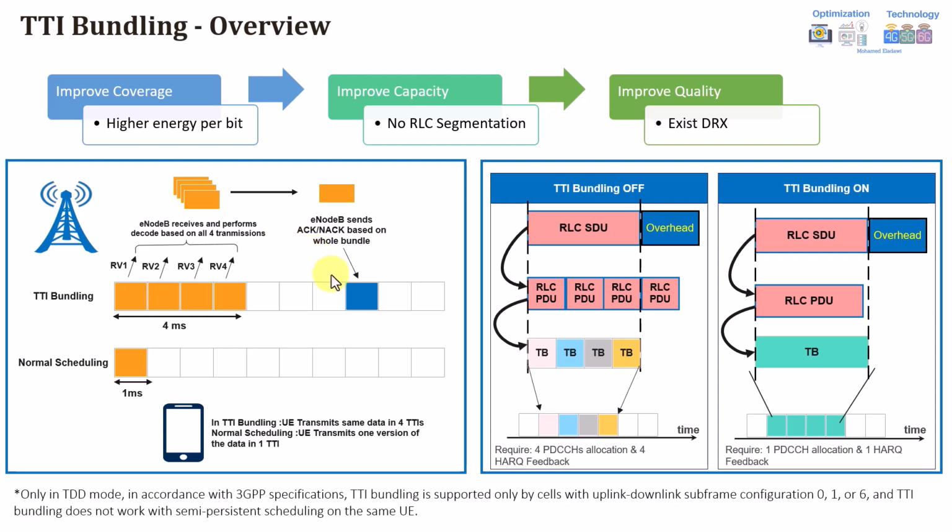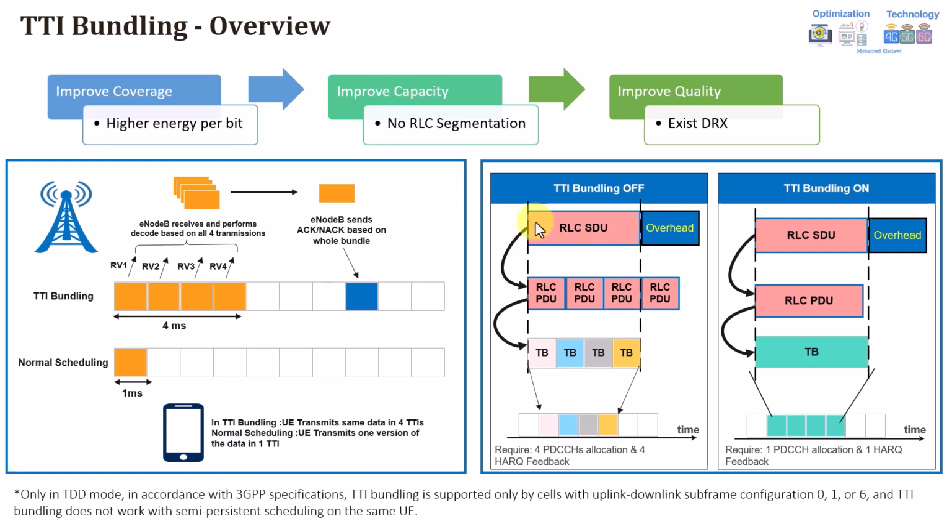The second and most important part as well: as explained, in terms of coverage you will have higher energy per bit, so it will improve your uplink path loss and uplink coverage by around 2 to 3 dB, sometimes up to 4. But you also have some capacity gain. How can you observe this capacity gain based on TTI bundling? In case of without TTI bundling, if the user is already at the coverage edge and has very poor performance on the uplink, in this case he will need to have this kind of RLC segmentation.